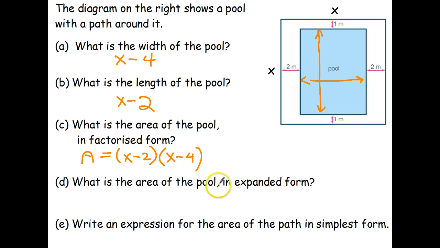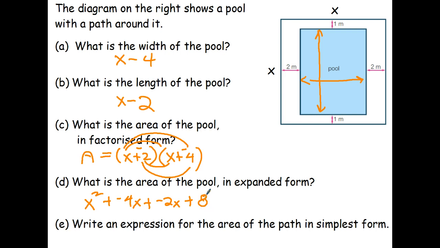Now, what is the area of the pool in expanded form? So we have to use the crab claw for this. We multiply first, outside, inside, last. x times x is x squared. Change these to plus negative, which is my preferred way to work with algebra, plus x times negative 4 is plus negative 4x, plus negative 2 times x is negative 2x, plus negative 2 times negative 4 is 8.